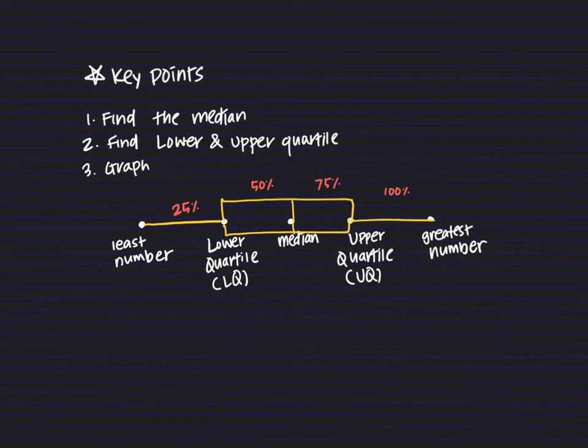Since they're divided into quarters, the first least to lower quartile is going to be the first 25. Lower quartile to median is going to be half. From median to upper quartile, it's going to be 75% all the way up to here. And then for upper quartile to the greatest number, you're going to have percentage from 75 to 100%.